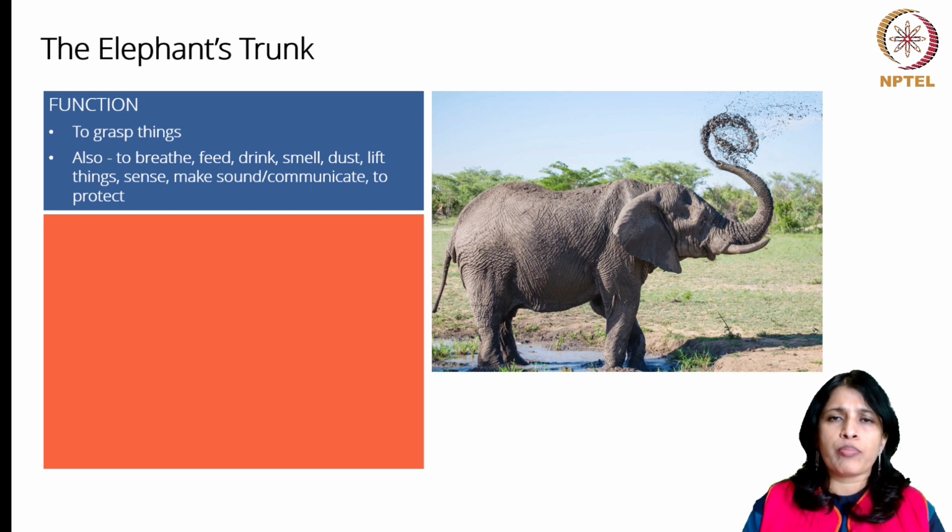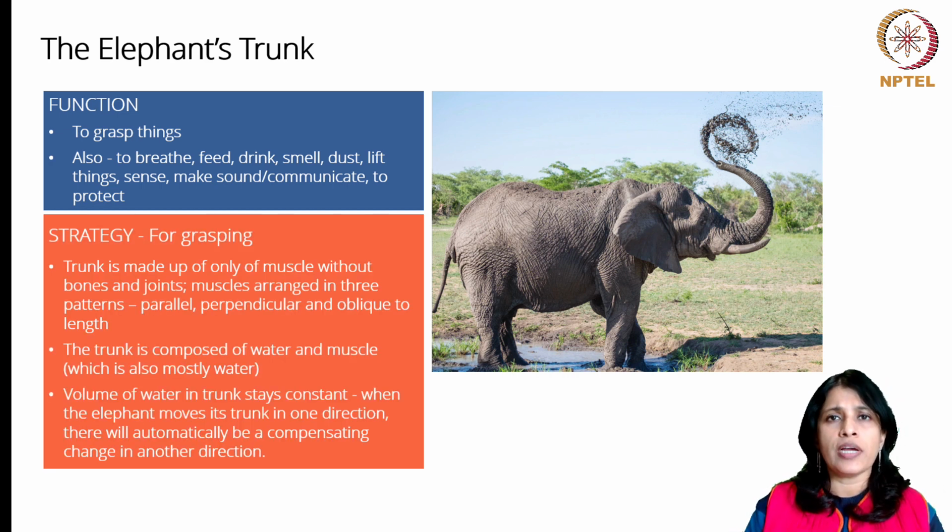What is the strategy that it employs in order to accomplish that function? That's what a strategy is, right? What it does to accomplish that function. For grasping, what is the strategy? The trunk is made up of only muscle, without any bones or joints, and of course water. It is what is called a muscular hydrostat, a bit like the human tongue. The volume of water in this trunk remains constant. So when there is a change in shape in one direction, it compensates for that by changing its shape in another direction as well. That's the strategy of the elephant trunk in order to be able to grasp things. This is a very brief explanation of the strategy that the elephant's trunk uses in order to accomplish a function.